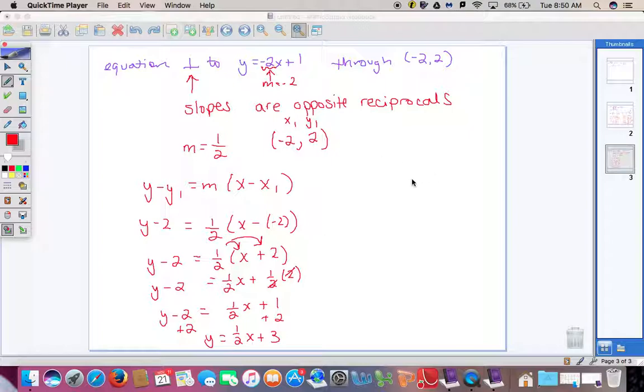Okay, you just need to practice with your slopes. So the answers for these are posted on Schoology. Make sure that you compare your work or your answers with those that are posted.